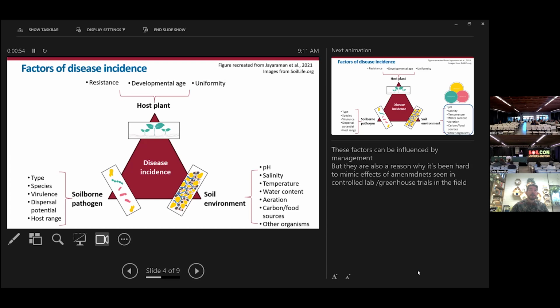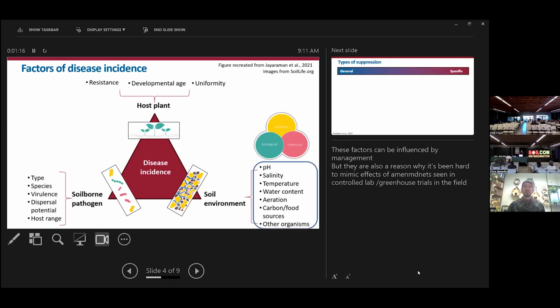Information. So thinking about the soil environment: things like pH, salinity levels, soil temperature, water content, and aeration; what food or nutrient sources are available to pathogens and other organisms; and then what other organisms are in the soil that might interact with the pathogen. And so, again, these are ones that make up a big part of the things we consider with soil health.